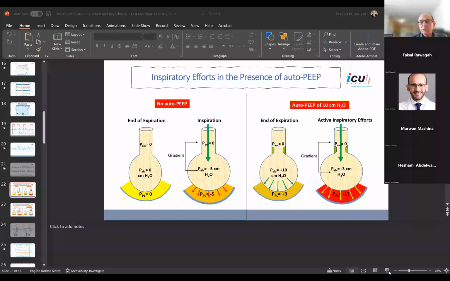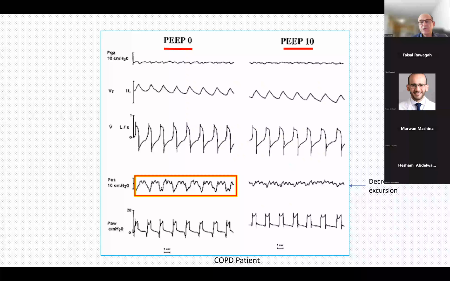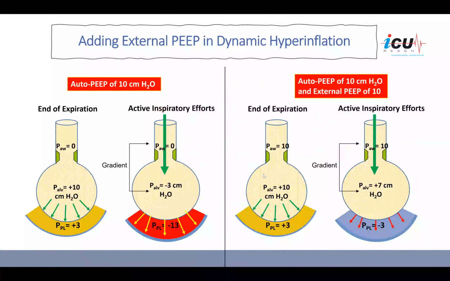So now we understand that in order to trigger the ventilator, we need to create a gradient. We need to decrease the pressure inside the alveoli to a level that is the same level as it is set on the ventilator. So let's assume that it is set at minus 3 centimeters of water. If we have auto-beep, that means the end expiratory alveolar pressure is 10 centimeters of water here.